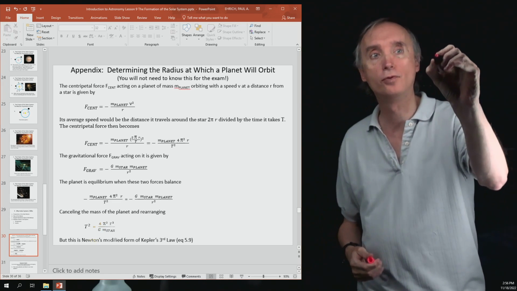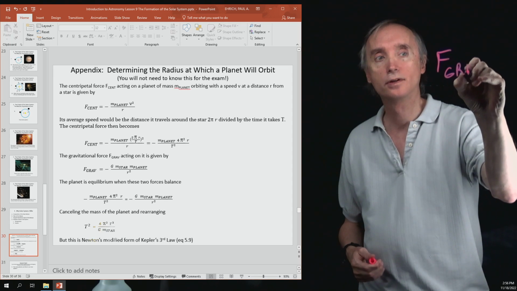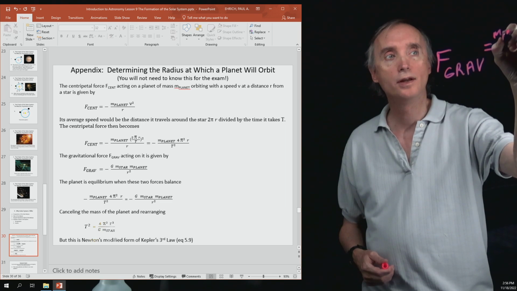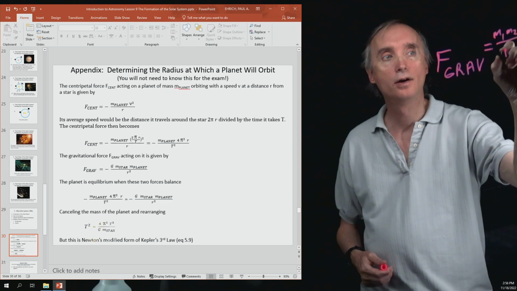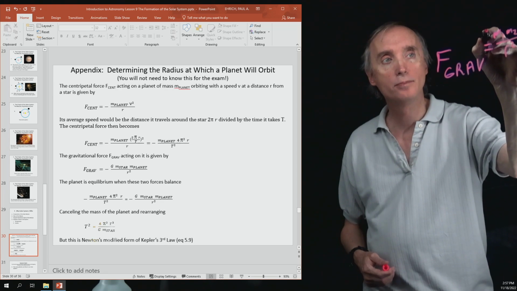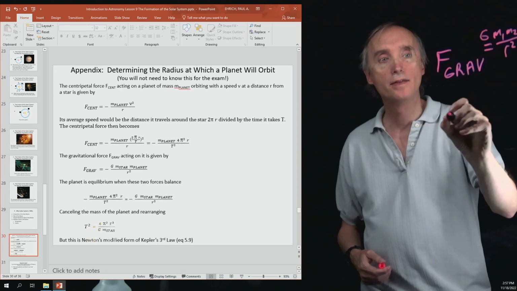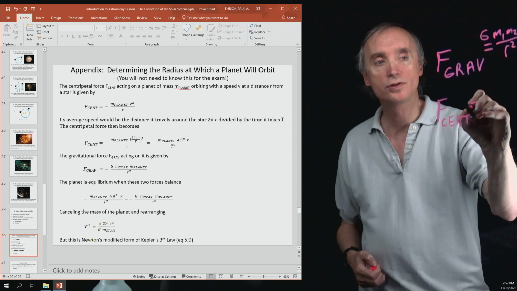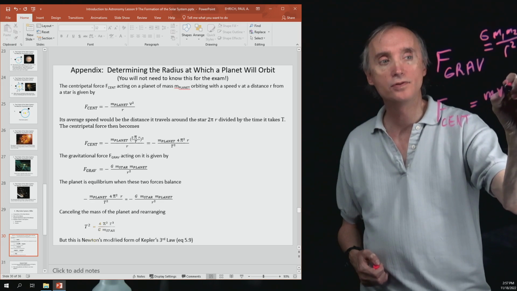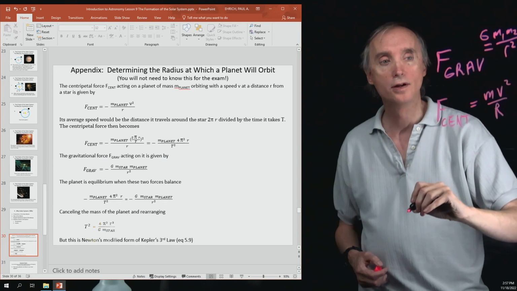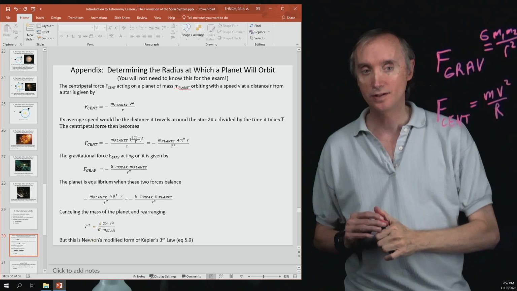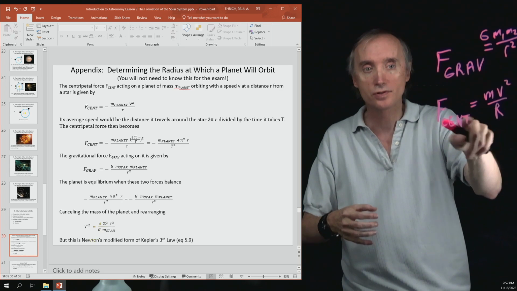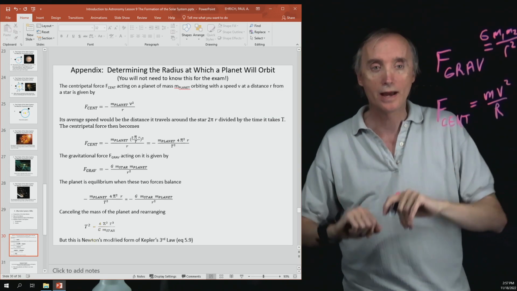So remember that the force of gravity is going to be equal to G m1 m2 divided by r squared, with that big G in front of it. And then we also had this centripetal force, which is going to be equal to mv squared over r. So what we're going to do is set them equal to each other. The gravity is trying to pull everything in, and the centripetal force is keeping it going out.